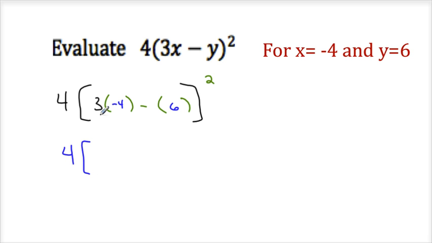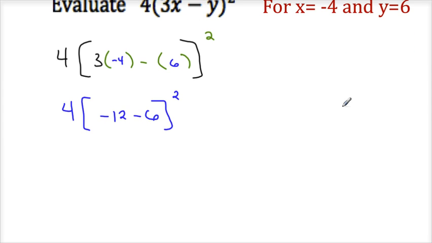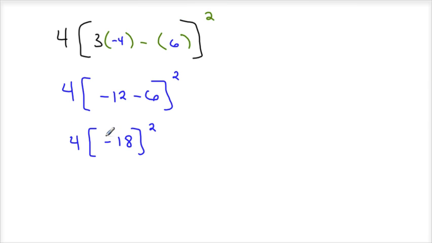So I have 4 times, 3 times negative 4 is negative 12, minus 6, squared. Here I have 4 times negative 12 minus 6 is negative 18, squared. Multiplication or exponents first. According to order of operations, I'm going to do exponents first. So what's negative 18 times negative 18? 324, so it's going to be positive 324.